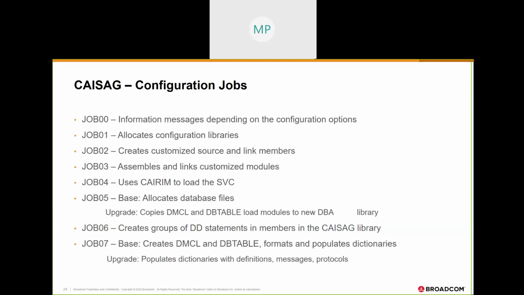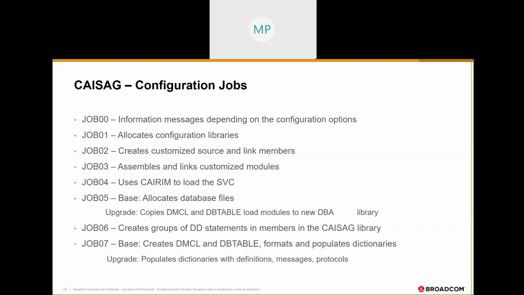So this is a list of the jobs that are created by CAISAG. I said that there are 18 jobs that are created. There are actually 19, and the first job is informational only. So you never have to run that job, you just have to review it. That's why usually we just say there's 18 jobs.